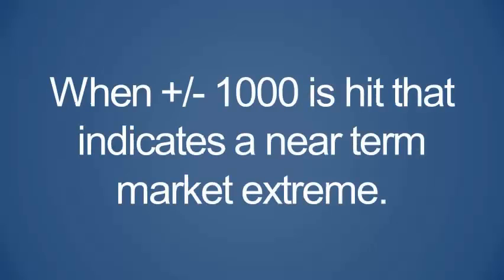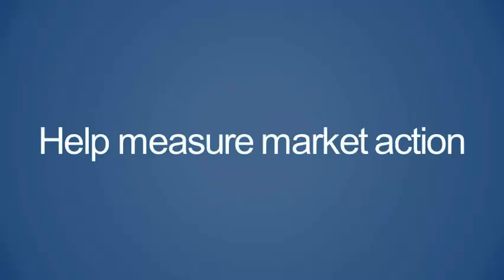Now, when plus or minus 1,000 is hit, that indicates a near-term market extreme. So when we hit these overbought or oversold extremes, we'll oftentimes see the market pause or pull back slightly. Now, when you get multiple extremes of plus or minus 1,000, that indicates a very active market. On a day when we're stuck between plus or minus 400, that indicates a very slow and indecisive market.